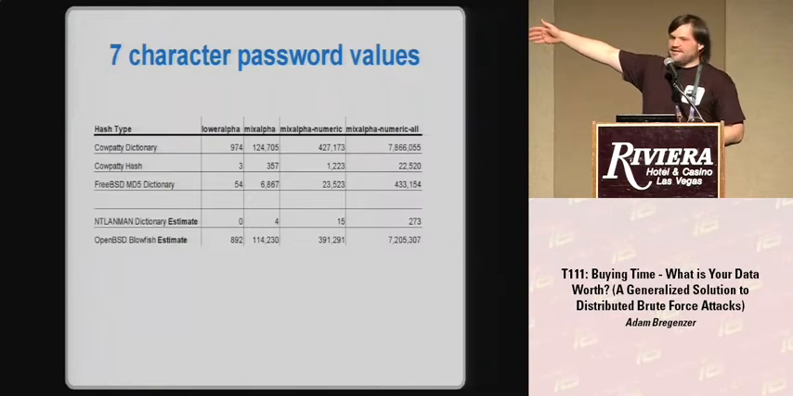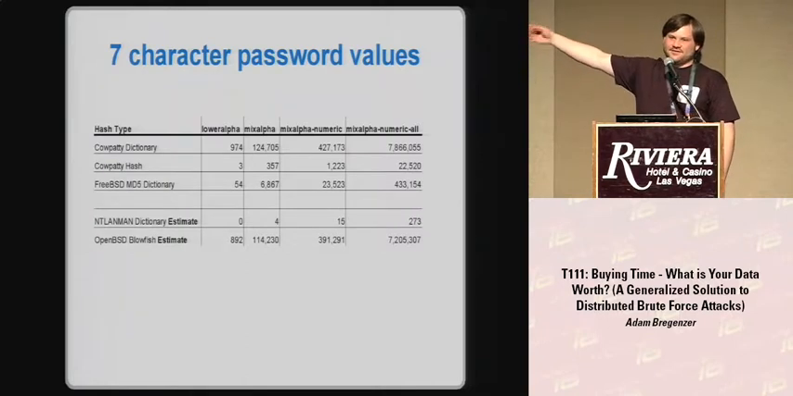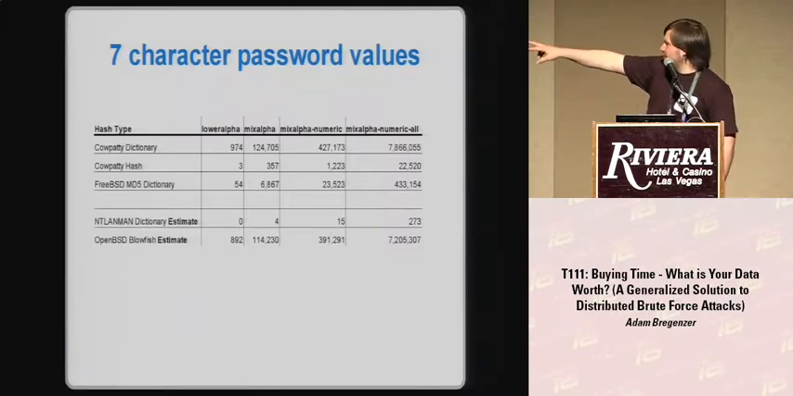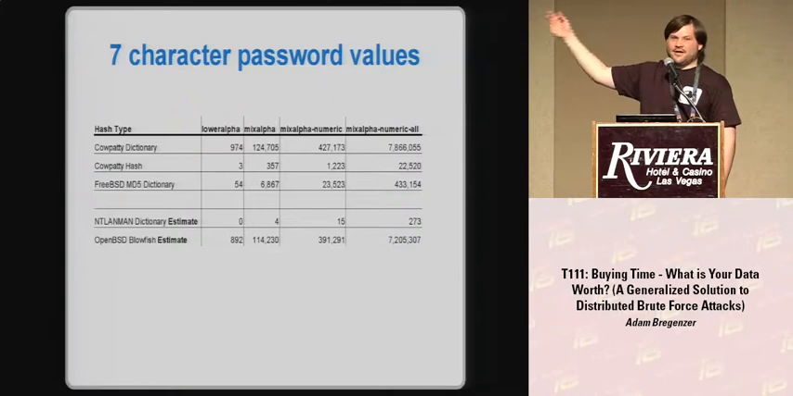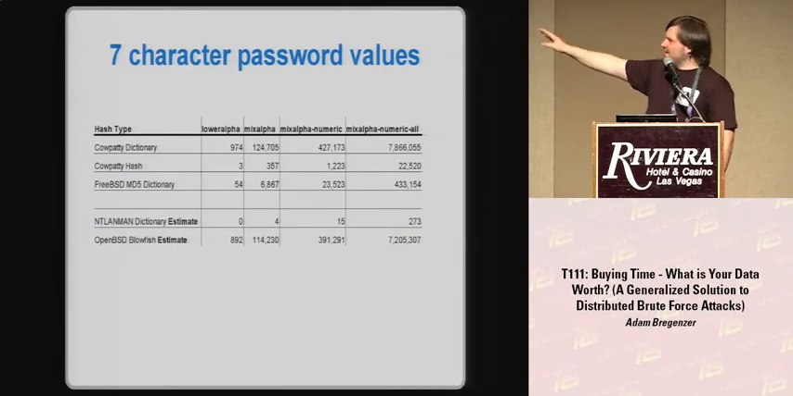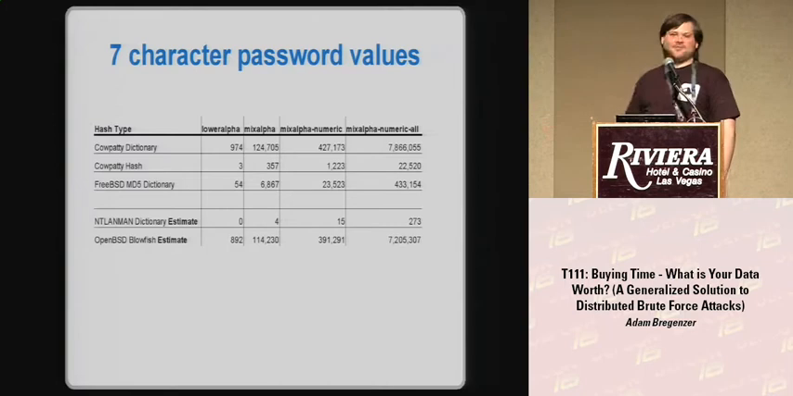So here's that extrapolated to different passwords based on the characters you're going to use inside of your password. If you're only going to use lowercase alphanumeric characters in CowPatty, and you've got a 7-character password, you can get your password for a couple hundred bucks. It doesn't even cost a dollar if it's NT LANMAN. And if you go all the way to mixed alphanumeric and all special characters, NT LANMAN is still $273, and you can run through the entire key space. On CowPatty, you're in the millions already in terms of dollars to break that type of password.